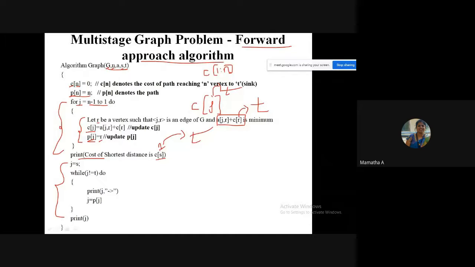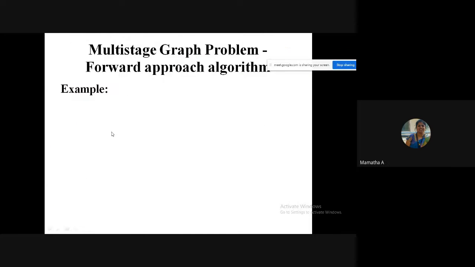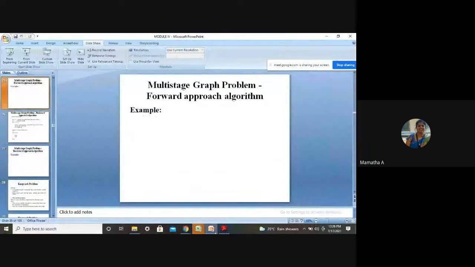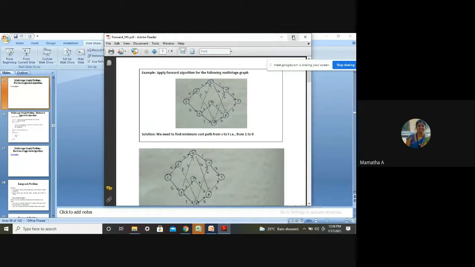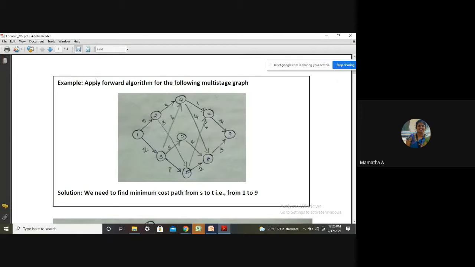Let us solve the problem and see what we can do. Hope my PDF screen is visible. So the example here is to now apply the forward algorithm for the multi-stage graph. This is some graph we have taken, not the example which I had shown you. Some graph I have just taken here. And you can see the numbering 1, 2, 3, 4, 5, 6, 7, 8, 9. It will be in order only, so you do not have to worry about it.